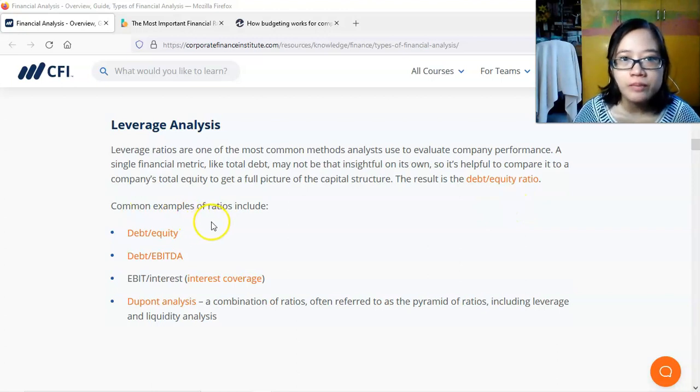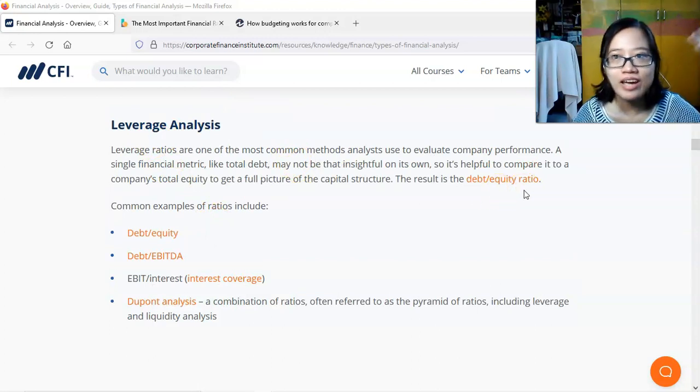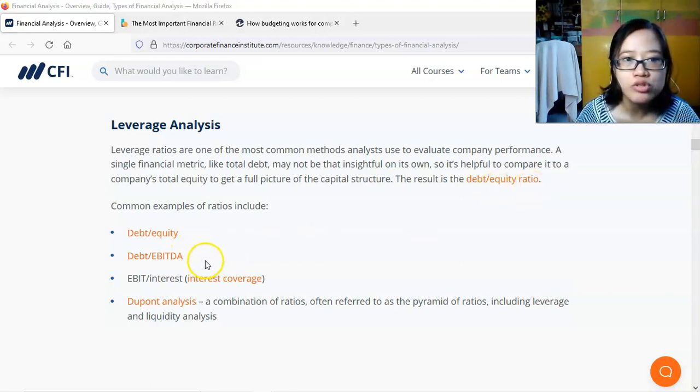Alright, common examples ng ratios na ginagamit for leverage analysis. So, we have yung total liabilities over total assets. And then, secondly, you have debt over equity. Tapos yung kasunod, debt over EBITDA. Itong EBITDA ay earnings before income, interest and taxes.